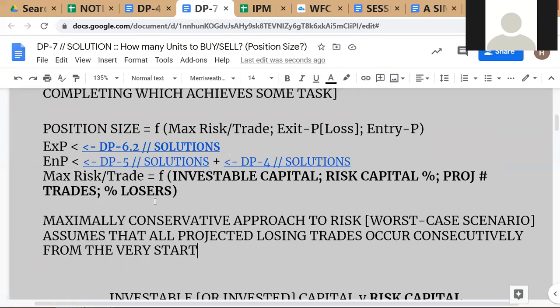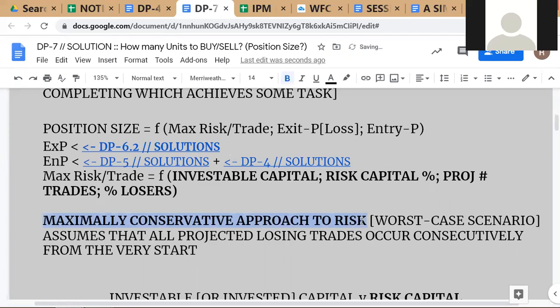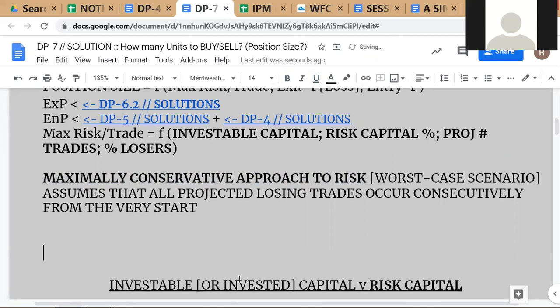Okay, investor. So what happens is, now we have done this as a maximally conservative approach to risk. Okay. Now this dynamic will never change. Okay, there are other approaches to risk. Okay, which is, and this is what we call, I'll explain this term later. Okay, let's not use that term here. Okay, so other risk planning.